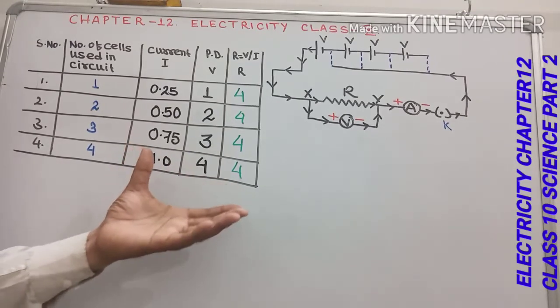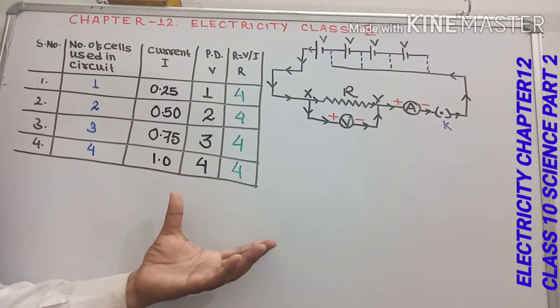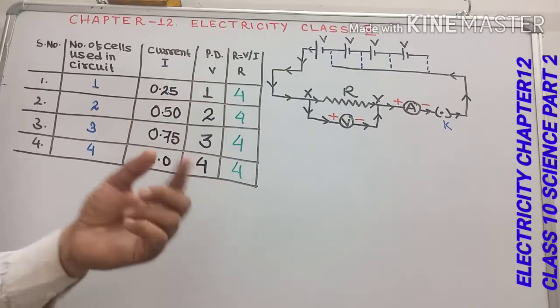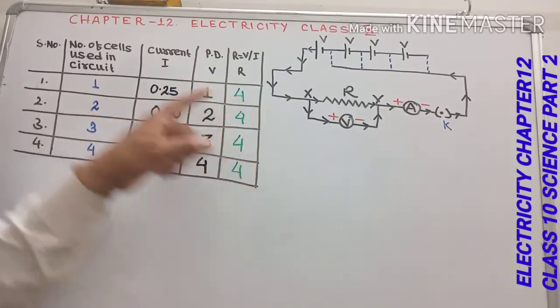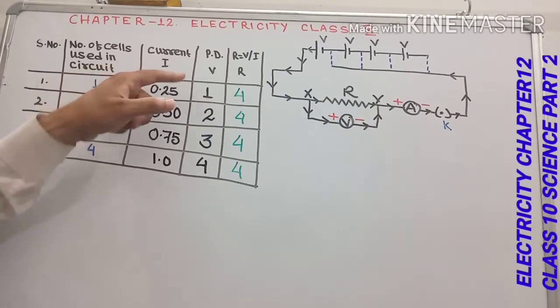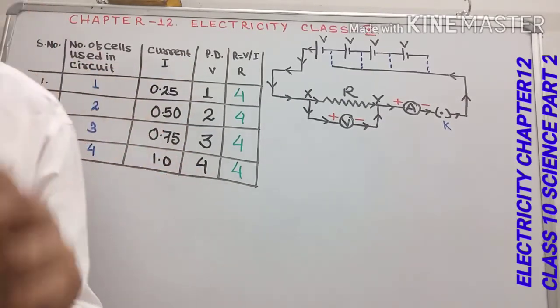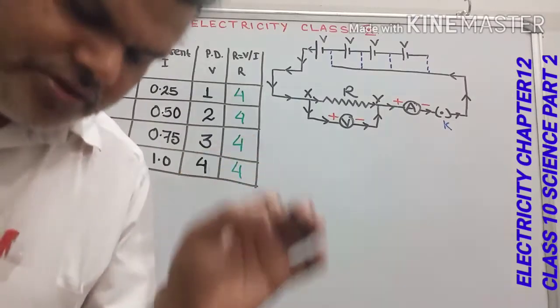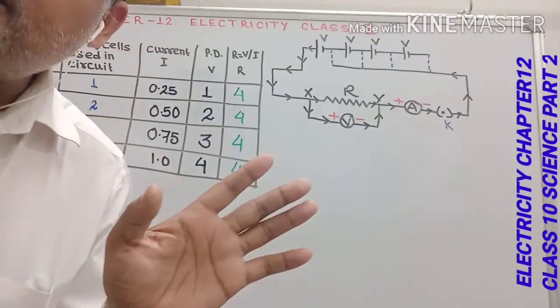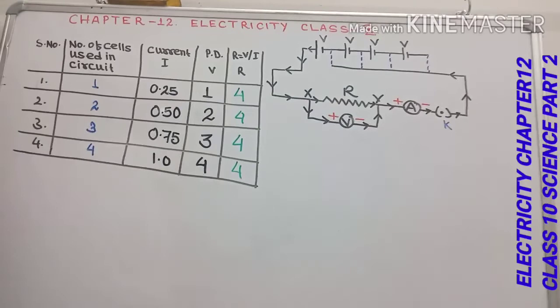Now suppose we want to draw the graph for this, the V and I graph. We can say the potential difference and current graph will always be a straight line. Is it clear? Good.